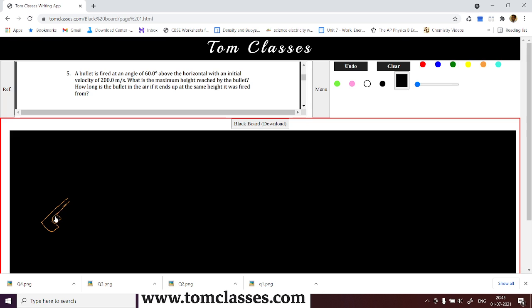Okay, and a bullet has been fired, right? So the bullet has been fired, and that bullet goes like this. It attains a maximum height, and again it lands at the same height from which it was fired, right? So let that particular height be this. Okay, so this is question number 5.